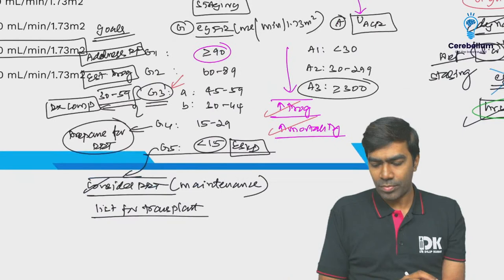You're going to use apixaban. I'll repeat, in renal failure, if they ask you the best DOAC, based on kinetics, it is apixaban. You have four DOACs: dabigatran, rivaroxaban, apixaban, edoxaban. Among the four, the best is apixaban.